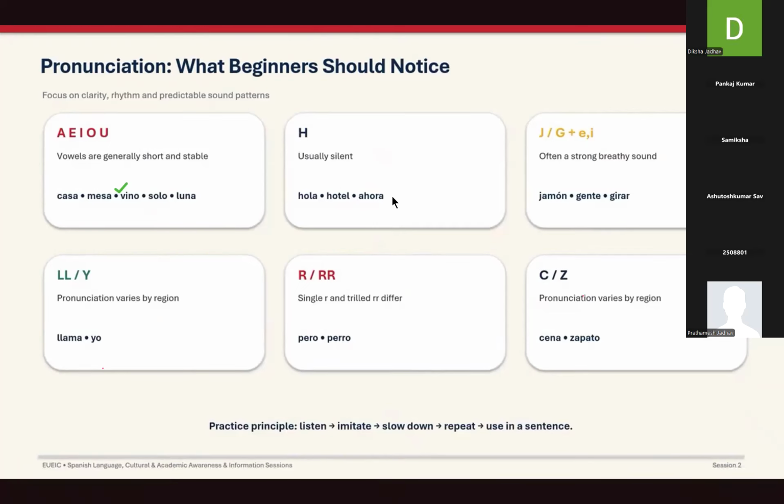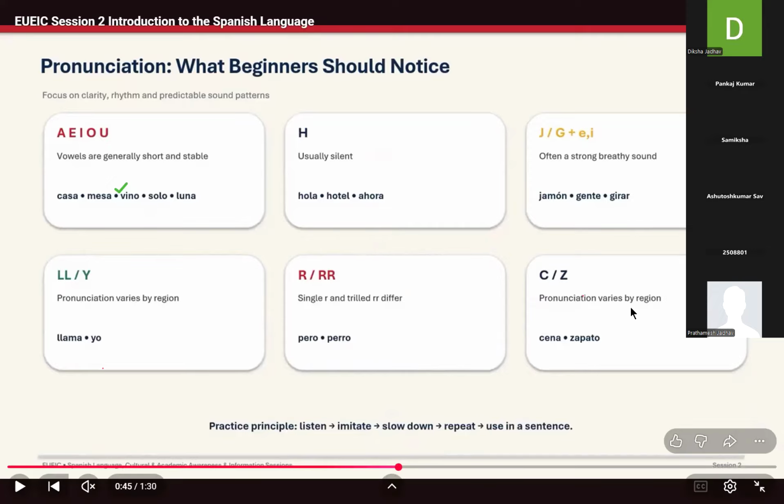Next is the C and Z. Now, this again varies by region. In Spain, you have the lisp that goes on. So if you listen to a lot of Spanish actors, or Spanish speaking people from Spain, you will have, for example, this is cena and this is zapato, right? In Spain. In Latin America, it is a complete opposite. It is just the normal cena, zapato, right? So all these distinctions you will learn eventually.